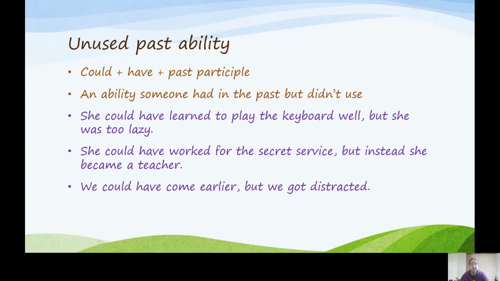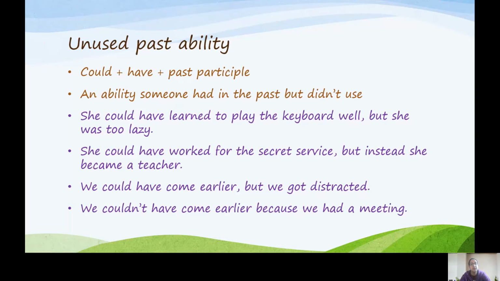We could have come earlier, but we got distracted. So we had the ability to come earlier, but something distracted us, something stopped us. We couldn't have come earlier because we had a meeting. Now, this looks very similar to this previous sentence, but because it's negative, that shows us we didn't have the possibility. So it's not unused past ability. In this negative form, it is not possible.